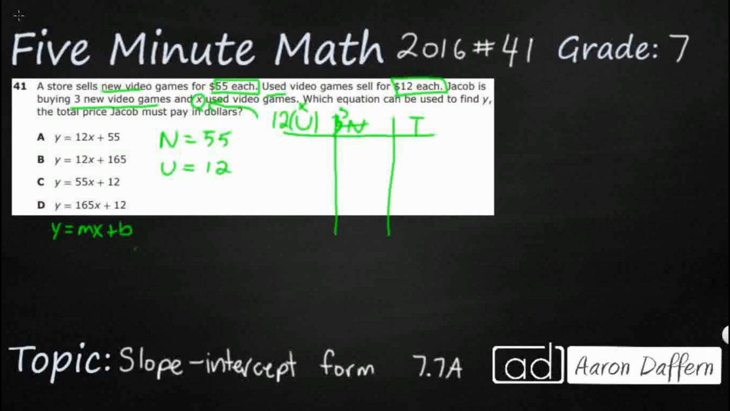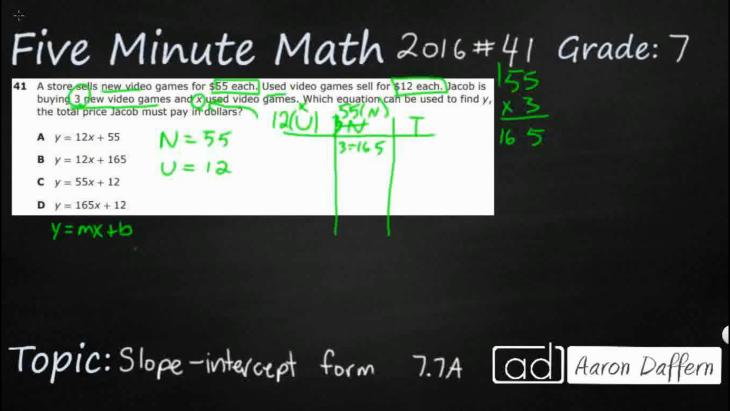Let's put 55 right there. We know he wants to buy $55 worth of video games, and there's going to be 3 of them for these new ones. So what is 55 times 3? Let's go ahead and figure that out. It's 165. All right, so we can make a little table with 3 times 55 equals 165, because they already gave us that we've got 3.